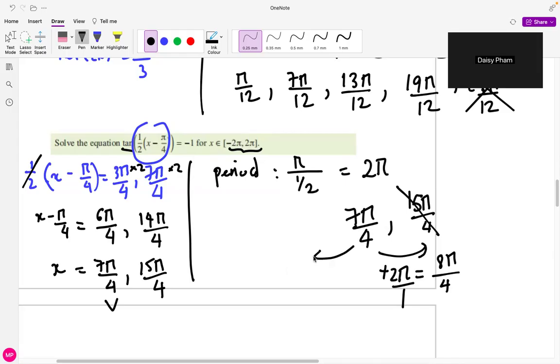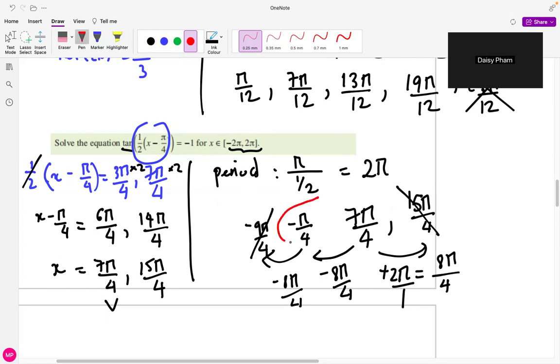Now, if you go backward, if you subtract 8π/4, you would have 7π minus 8π, which is negative π/4, which is in your domain. Okay. If you go again, if you subtract 8π/4, you get negative 9π/4, which you don't want because it's outside negative 2π. So you don't want that. And so you end up having negative π/4 and 7π/4 as your solutions. All right.